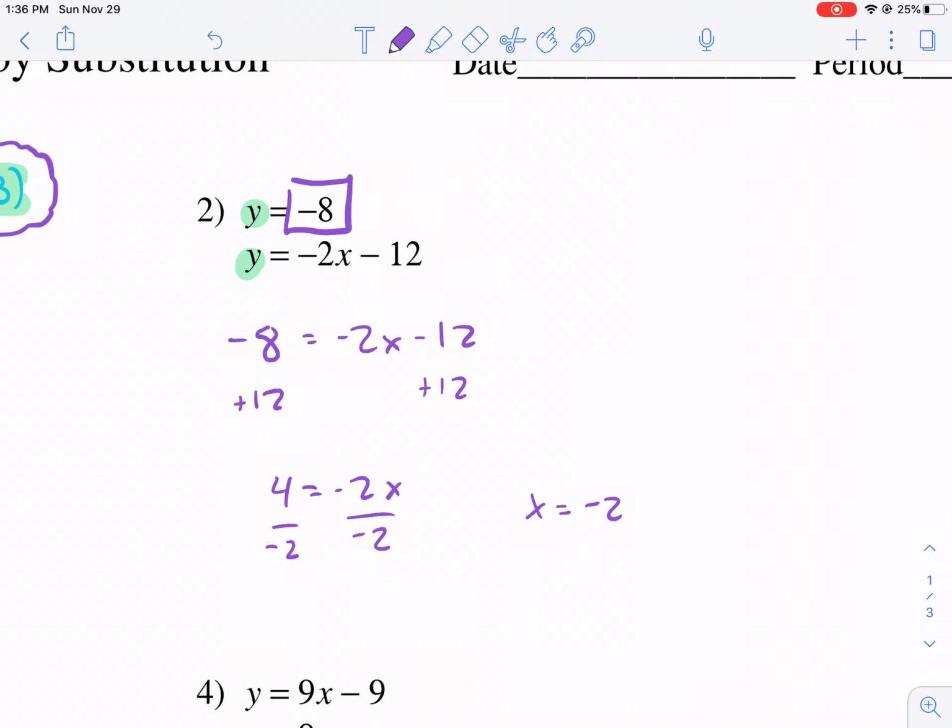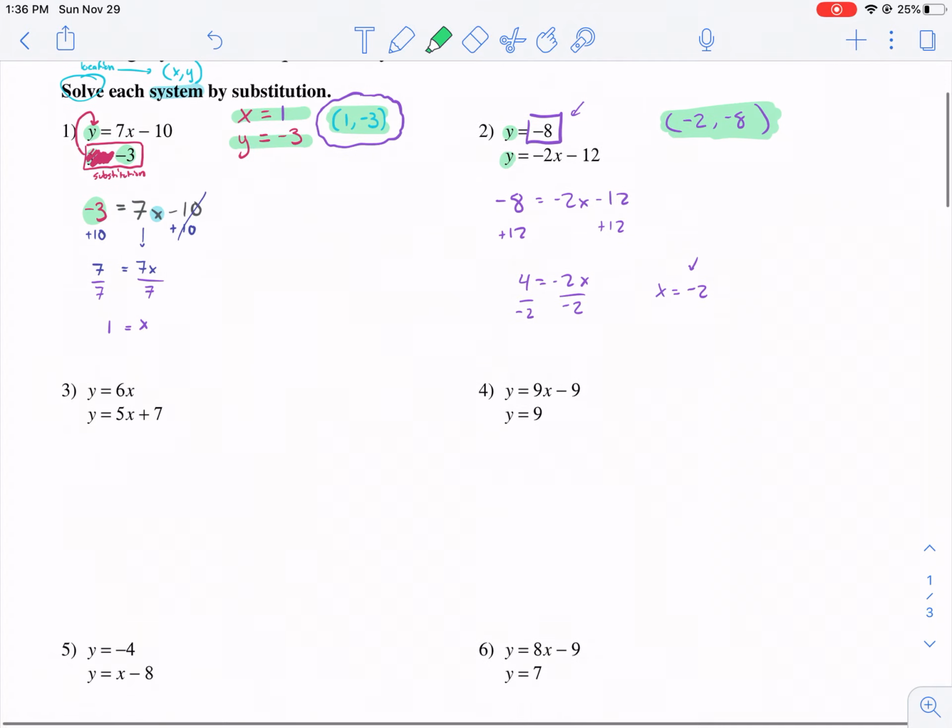Now, what's my solution? Make sure you always write the solution when you're done. Well, I already knew that y equals -8. Now I know that x equals -2. So my answer is -2, -8. That is the location. That is the place where these two lines are going to intersect to form the solution.